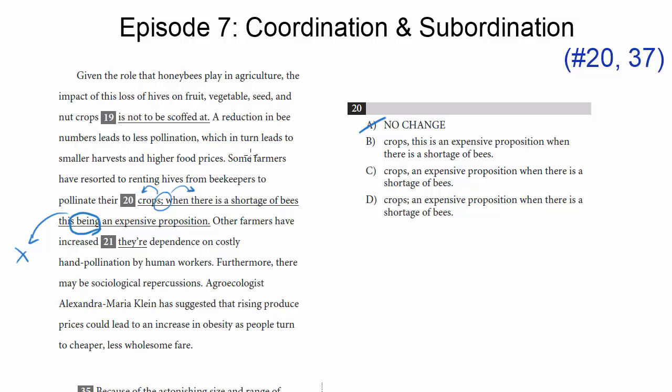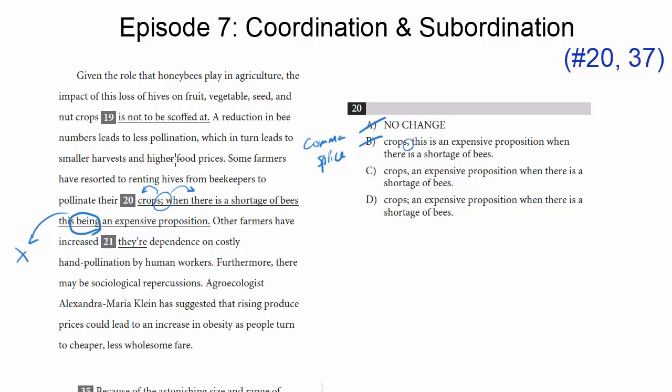Let's look at B. Some farmers have resorted to renting hives from beekeepers to pollinate their crops, comma, this is an expensive proposition when there's a shortage of bees. So with B, we've got two complete sentences, but we've used a comma just to separate them, and this is called a comma splice. We talked about this error in an earlier video, in the commas video. But we can't just separate two complete sentences with only a comma. That's a problem with coordination. You'd have to use, for example, a conjunction there. Maybe and: and this is an expensive proposition. So as written, B is gone.